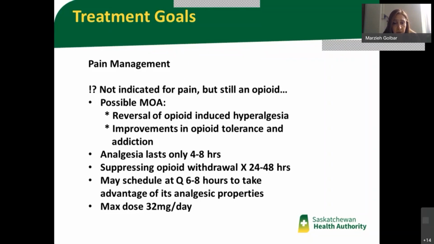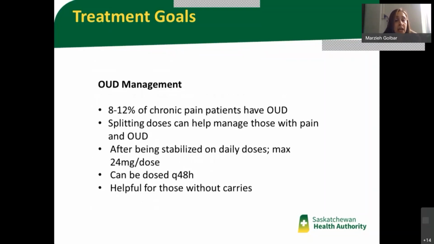The analgesia lasts about 4 to 8 hours, kind of short acting. It's suppressing opioid withdrawal, though, for 24 to 48 hours and sometimes even more. And it may be a schedule divided every 6 to 8 hours, and the maximum dose for pain relief would be 32 milligrams per day.